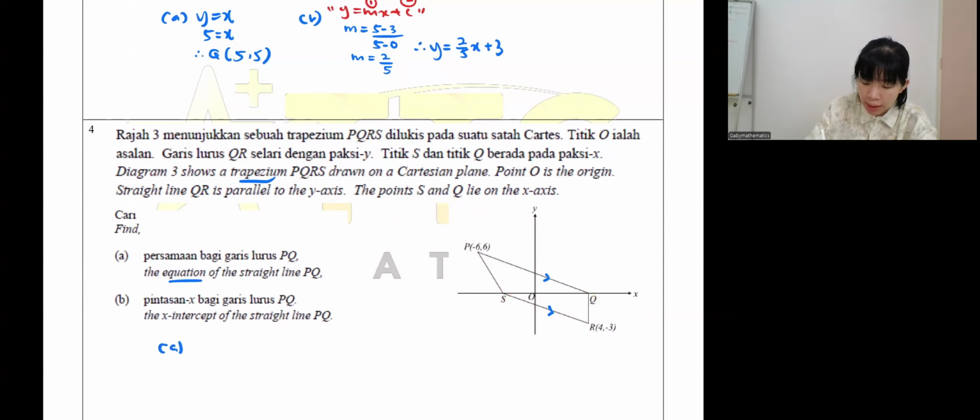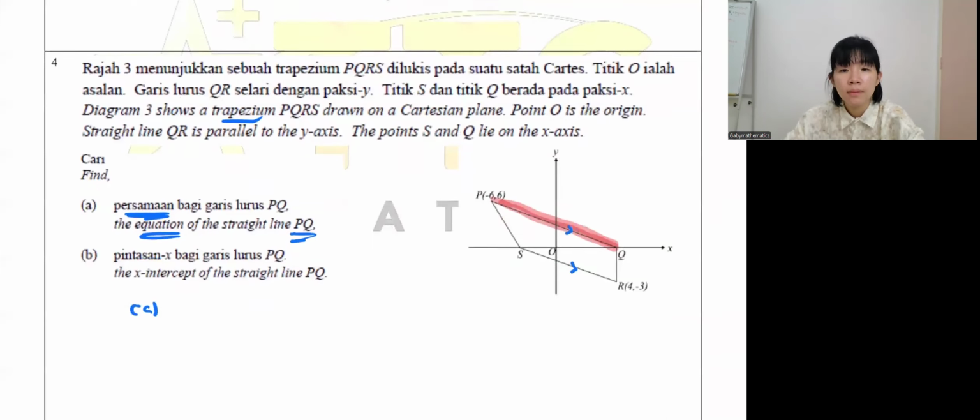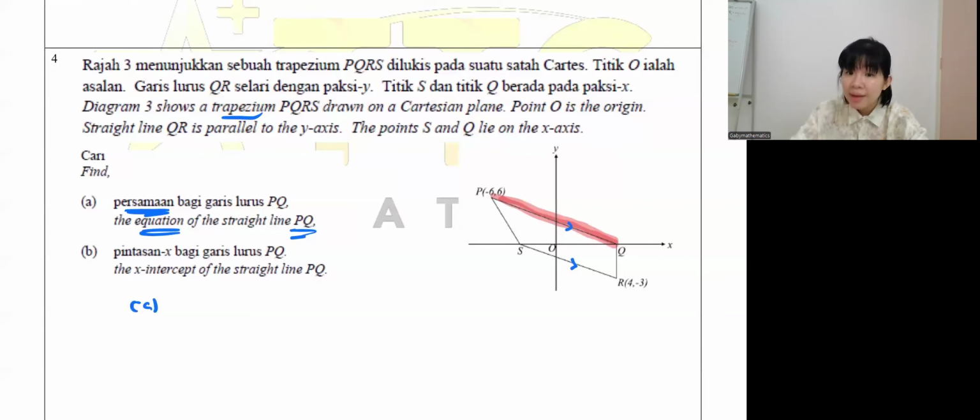What is the equation, persamaan, of PQ? Okay, we check what PQ is. PQ here is a slant line. When it is a slant line, the equation is always y equals mx plus c. Find m, find c. If you want to find m, you need two coordinates. Do we have two coordinates or not?